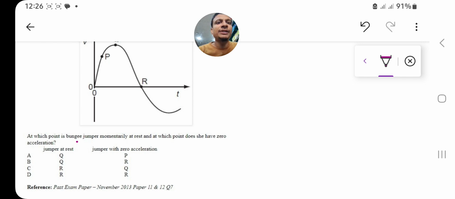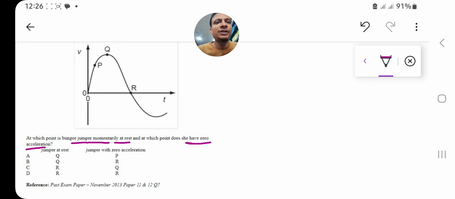It says at which point the bungee jumper is momentarily at rest, first point, and at which point does she have zero acceleration. So these two points you want to pick. First of all, you know that here the velocity is increasing. As soon as the graph goes down and touches the time axis, the velocity becomes zero. So here the jumper is momentarily at rest.